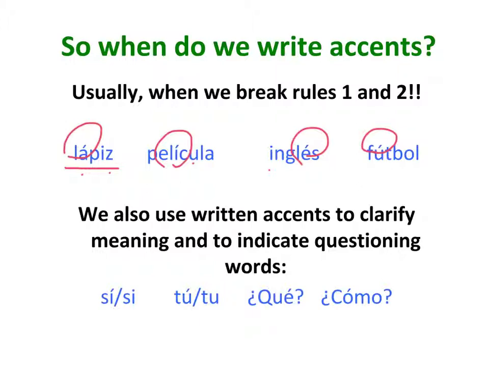We also use written accents to clarify meaning and to indicate questioning words. And you've probably dealt with this before, like that we have si and sí. Well, the accent mark isn't there for pronunciation because it's one syllable. There's only one way to say si. But with an accent mark, it means yes, and without, it means if. With tu and tú, with the accent mark, it means you. Without it, your. And hopefully you've noticed by now that questioning words like qué, cómo, dónde, cuándo, etc., they all carry an accent mark as well.